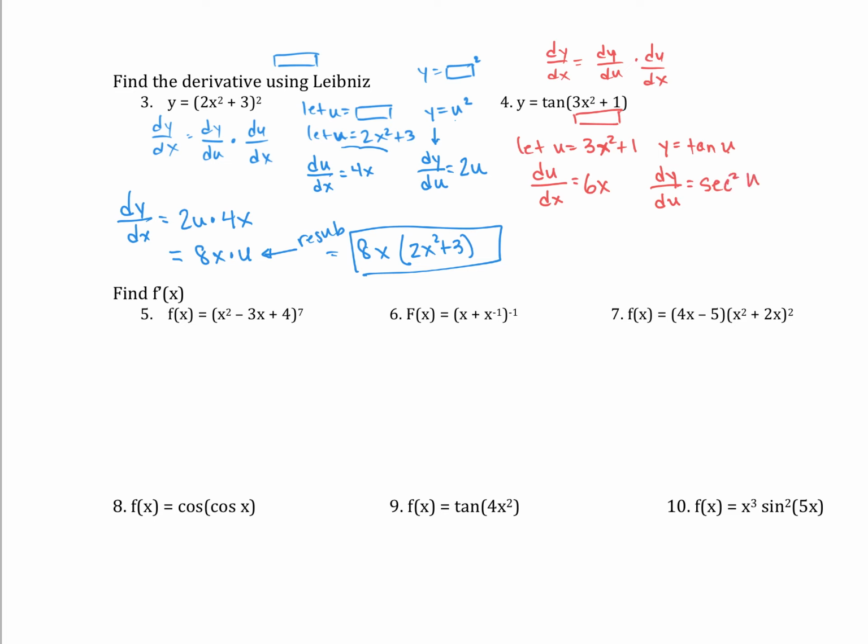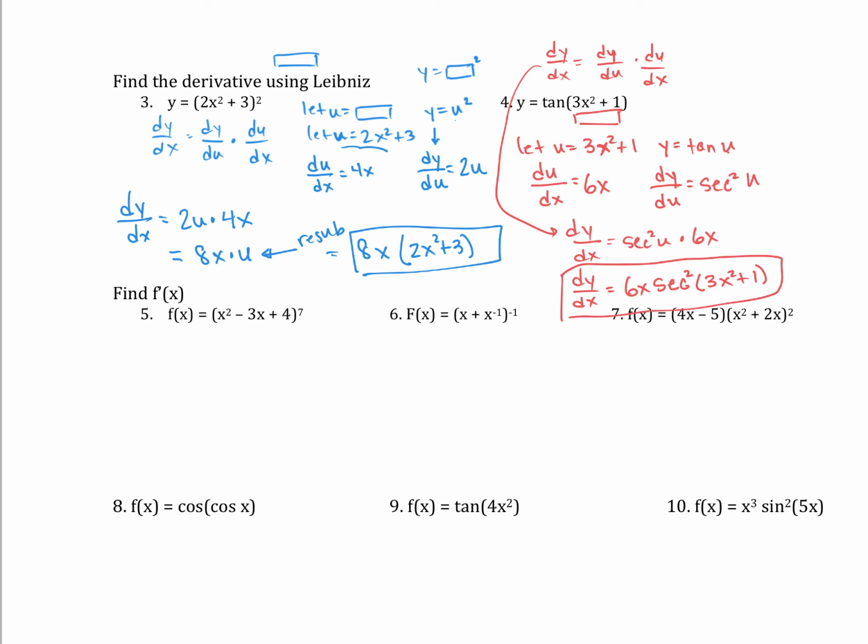Plugging these into the Leibniz right here, I get dy dx becomes dy du, so secant squared u times 6x. Now I make my substitution, resubstitute, and I'm just going to rewrite it like this, 6x times the secant squared of this stuff, which was the box, 3x squared plus 1. And I'm referring to the box because that's what I'm just calling this in here, my box that I'm going to just kind of keep along there for the ride. All right, let's do some more.